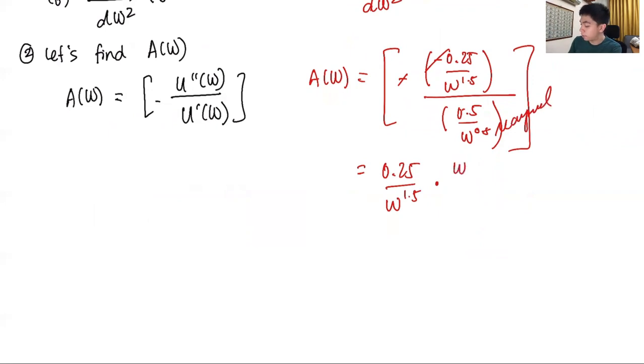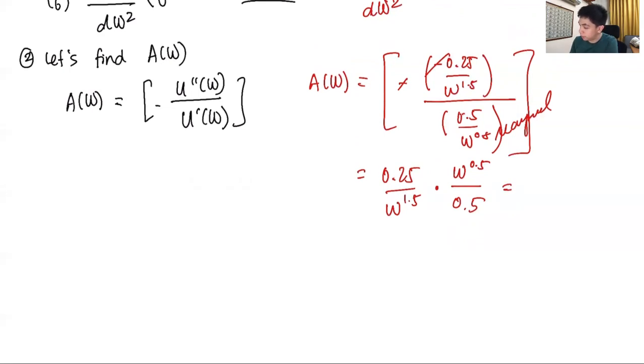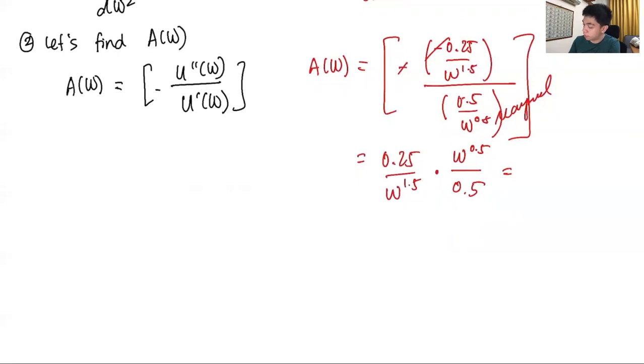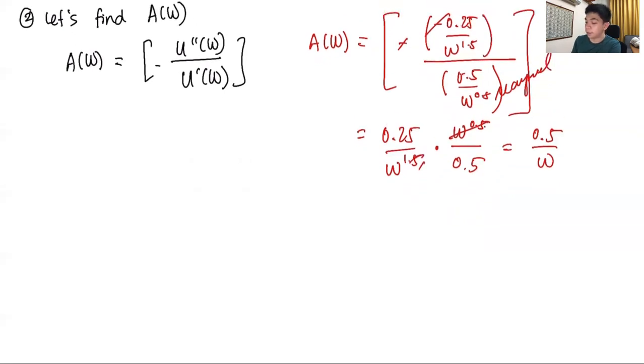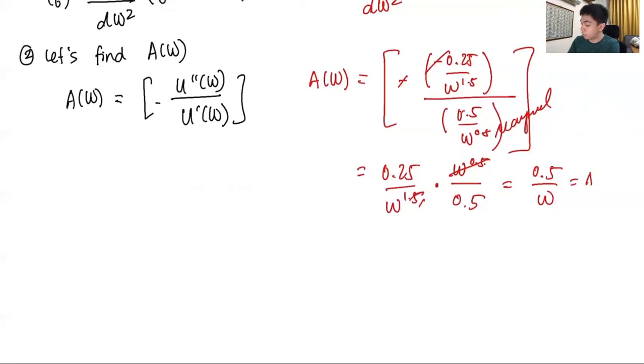You get W raised to 0.5 over 0.5, right? So if we simplify this one, this will just be equal to 0.5 over W. If we cancel this one out, this one will just become 1. And if we simplify that, that becomes 0.5, because 0.25 is half of 0.5. So this is our Arrow-Pratt measure of absolute risk aversion.